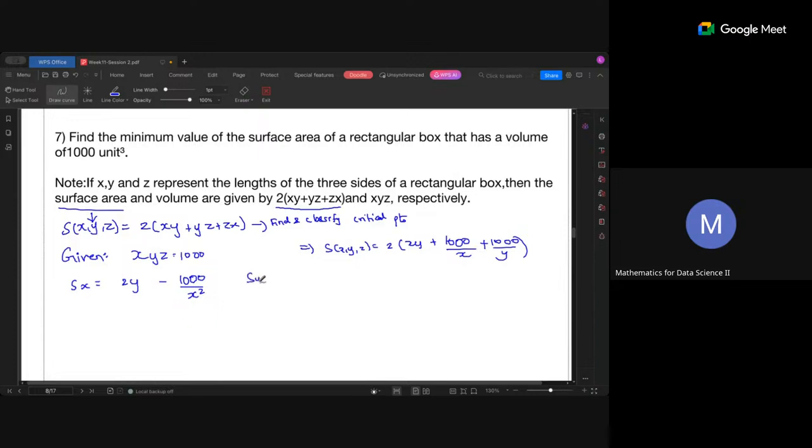Okay, similarly, what is Sy? 2x minus 1000 by y square. All right. Now, if this Sx is equal to 0, what is it that you are getting? If Sx is equal to 0, you get 2x squared y minus 1000 is equal to 0, which gives you x square y is equal to 500.